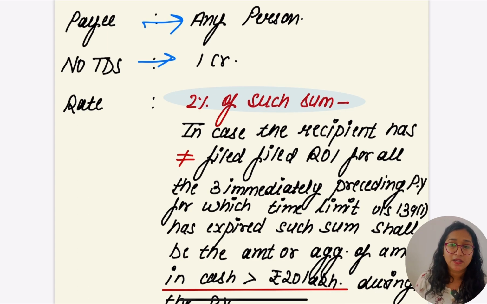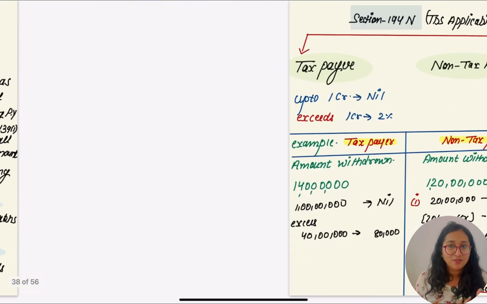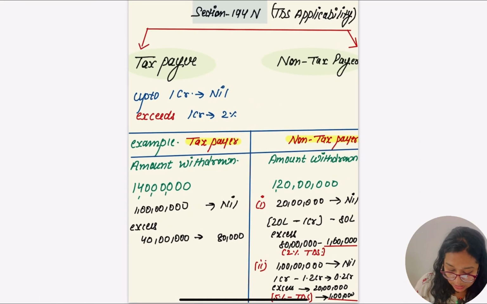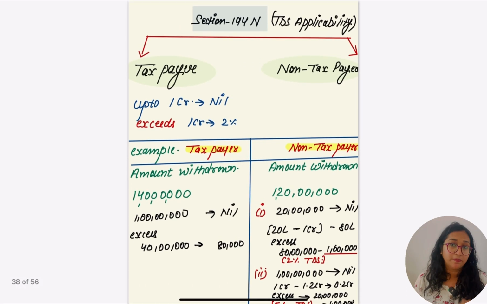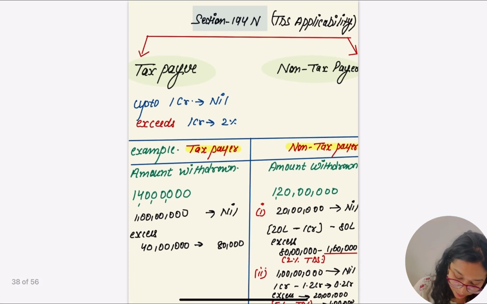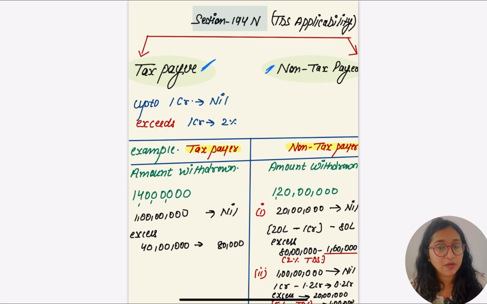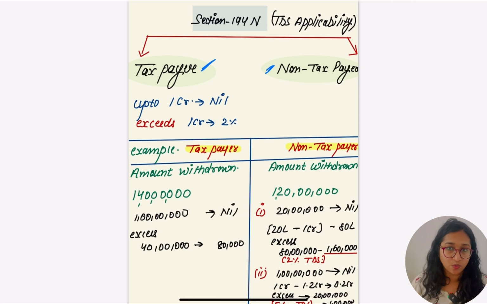Now TDS applicability goes like this: there are two kinds of people falling in this category. Let me tell you with a short example. First is the taxpayer, second is the non-taxpayer. There is a limit up to 1 crore, and no TDS is going to be applied up to 1 crore. If it exceeds, in that case 2% is the TDS rate. Okay, 2% is going to be the TDS rate.